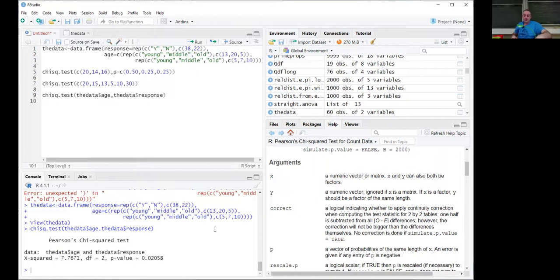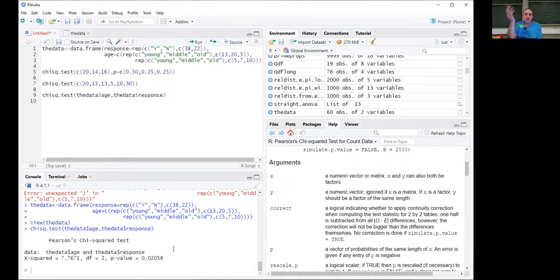But it's done the chi-squared test for me, and so it's calculated the chi-square statistic, which has come out to 7.7671. The degrees of freedom is 2, like I said, and the p-value is 0.02058. Oh, cool. So at the 5% level, significant. Yeah, strong evidence at the 5% level.